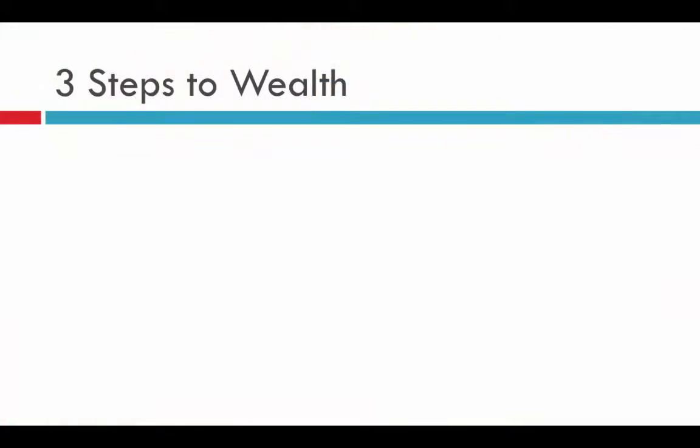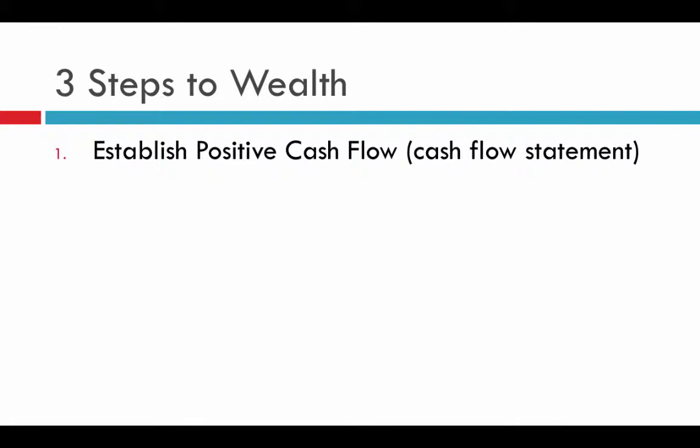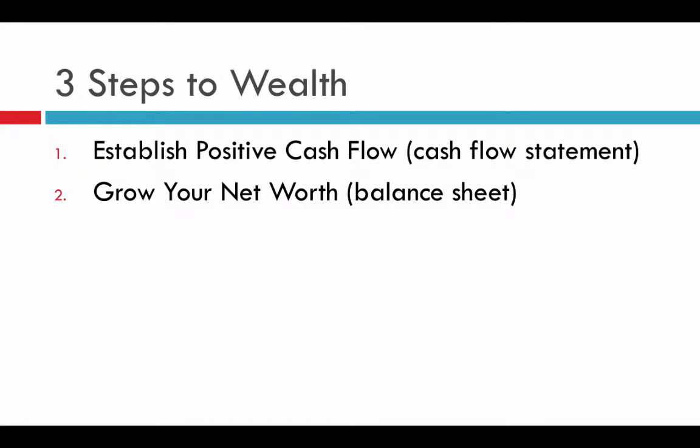What are those 3 steps? Step 1, you must establish consistent, positive cash flow. What does that mean? Going back to our cash flow statement, it means that when you subtract all the expenses from your income, you still have something left over. The more you have left over, the better, because that takes us to step number 2, growing your net worth.